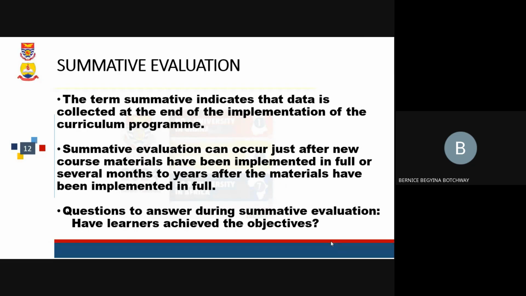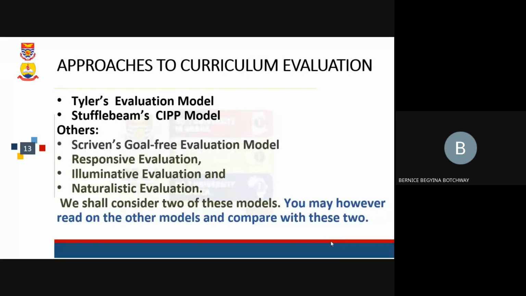Then when it comes to the summative, when you are done teaching, you want to see if students have really gotten the objectives that were set. Have I been able to achieve it? Then you start asking questions based on your objectives to see if learning has really taken place. So the question to answer during summative evaluation is, have learners achieved the objectives? Was the goal of the curriculum, the national goal, achieved? These are some of the questions that you answer through summative evaluation.